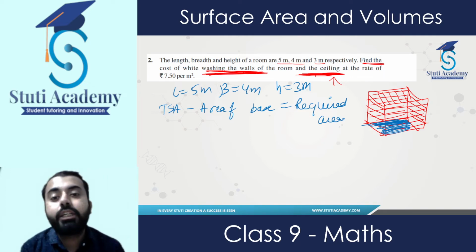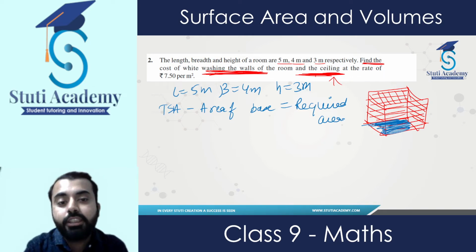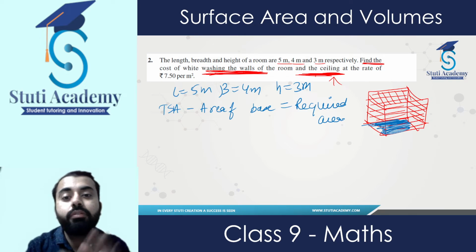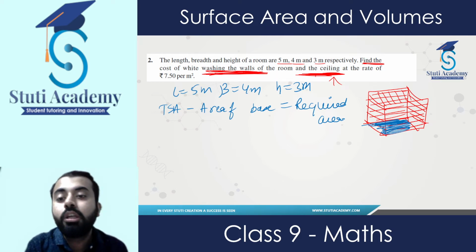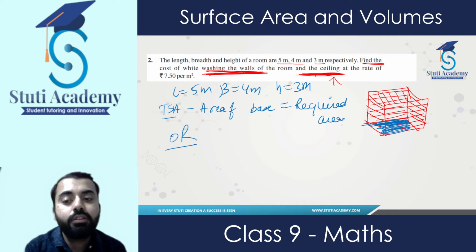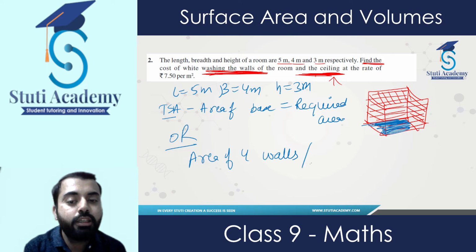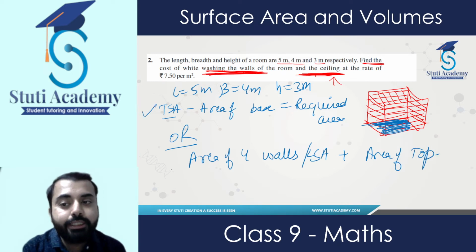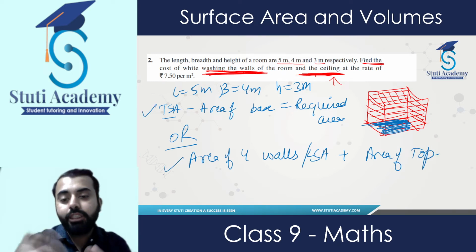It was given to you that you are going to paint the four walls and the ceiling, but you are not going to paint your floor. See, we are not painting our floors. It was obvious to us that we won't be painting our floors. So in that case, I will be doing what? I can either subtract my area of base from total surface area, or I can do it like this: area of four walls, or you can say LSA, plus area of top. Either you can do it like this or like this. That is totally your choice.